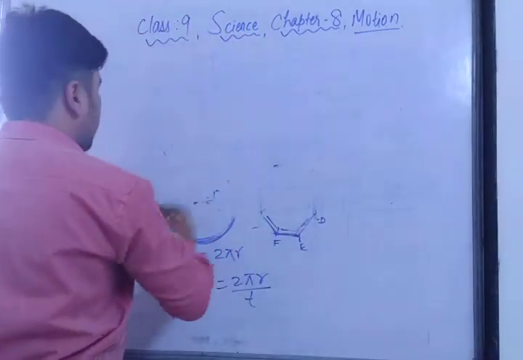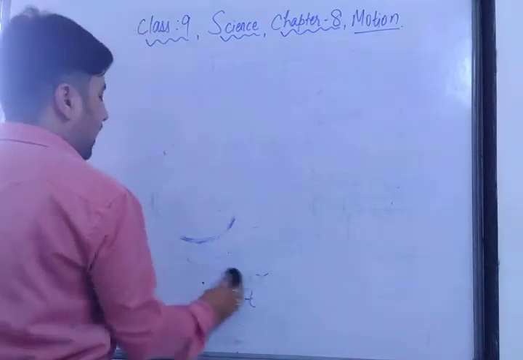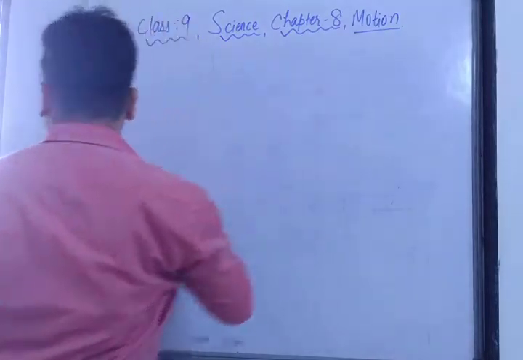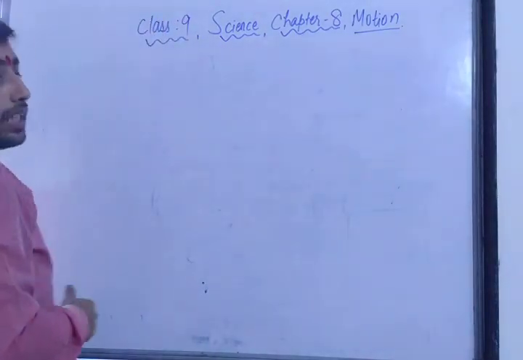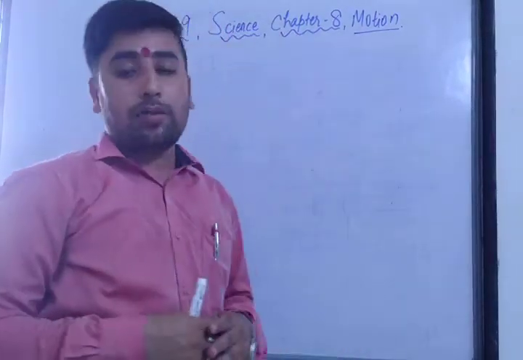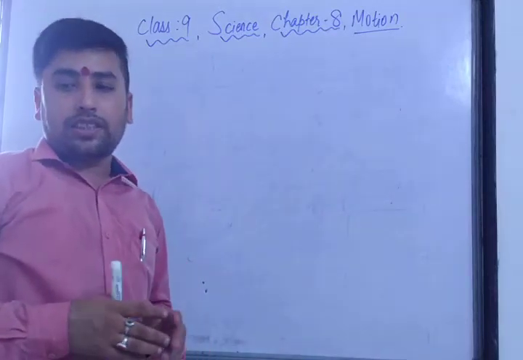You have to use the three equations of motion. As I have already informed you, the first is v minus u upon t is equal to a. The second is s is equal to ut plus half at square, and the third is v square minus u square is equal to 2as. So let's start with this numerical.